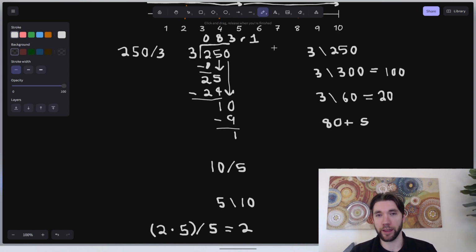So this is why I think having these 2 models of division would be really helpful for making it more concrete.